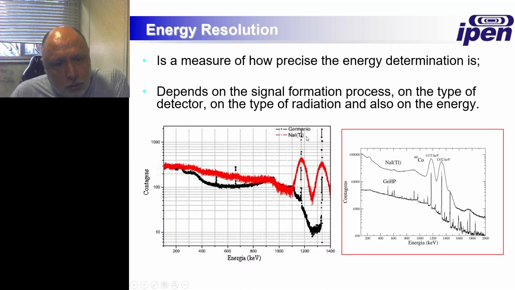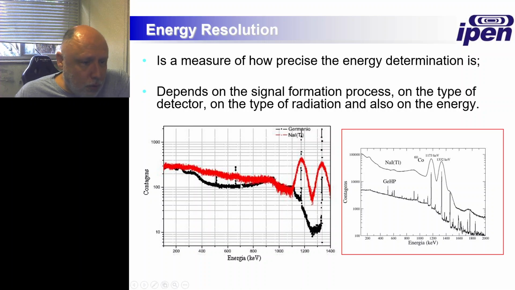While for the sodium iodide there is a small superposition of these two radiations. Remember, 1173, 1332, a 200 keV difference, less than that. But you can see some superposition here. And when we talk about germanium, no superposition at all. You could see much better than this, right?